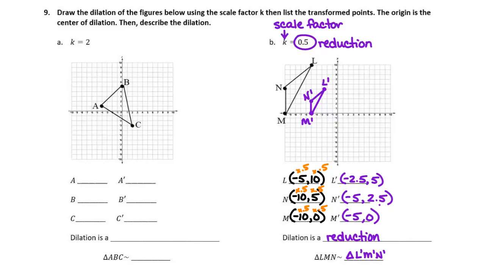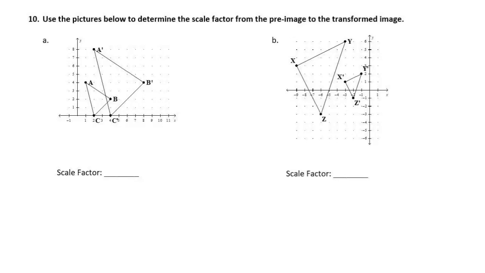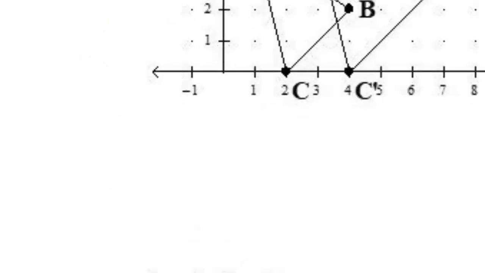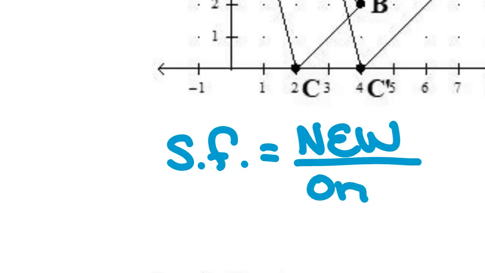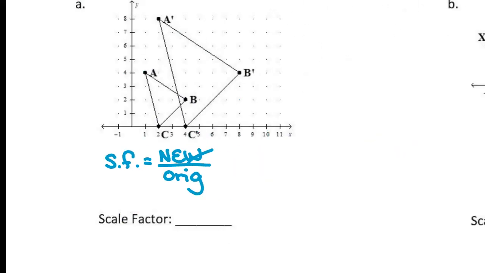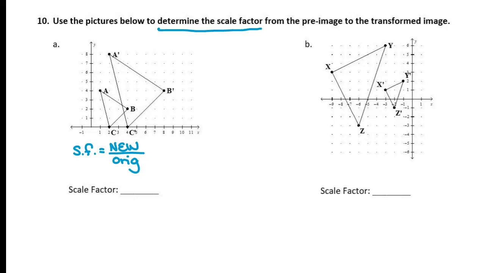Last two problems. They're very fast, but you do have ones like this on your homework, so I want to make sure that we're going over how to do this. Here, I'm supposed to find the scale factor. Well, I know that scale factor is new over original. I've got 3 points on both of my triangles. I only need to pick 1 point that's corresponding between each of these triangles.